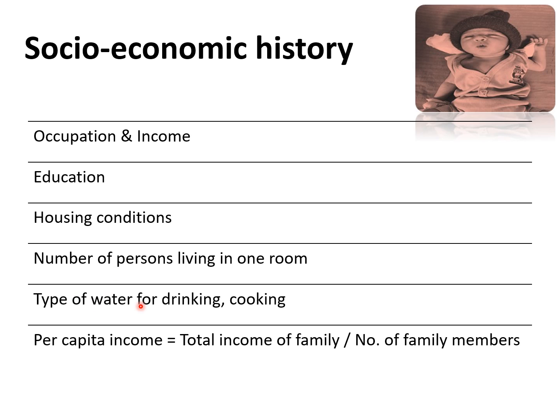Type of water for the drinking and cooking. Then we have to calculate the per capita income, in which total income of the family divided by number of family members.